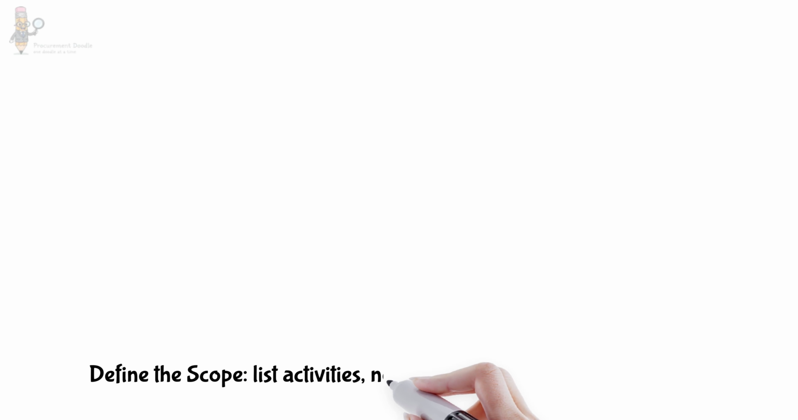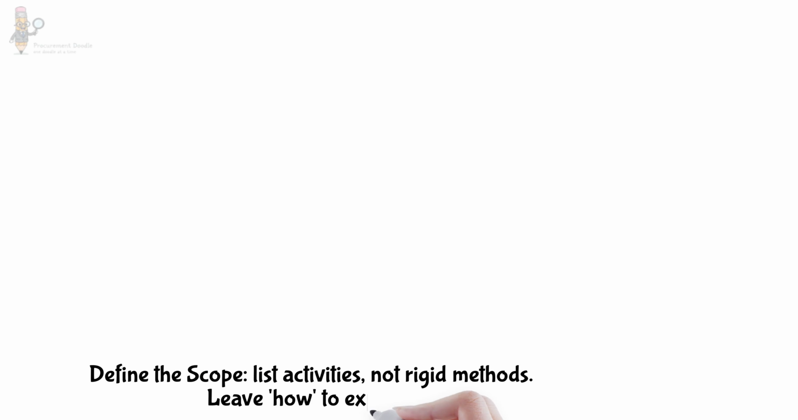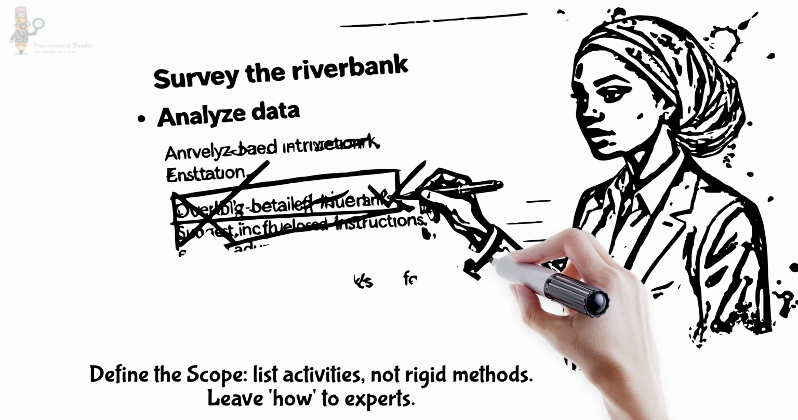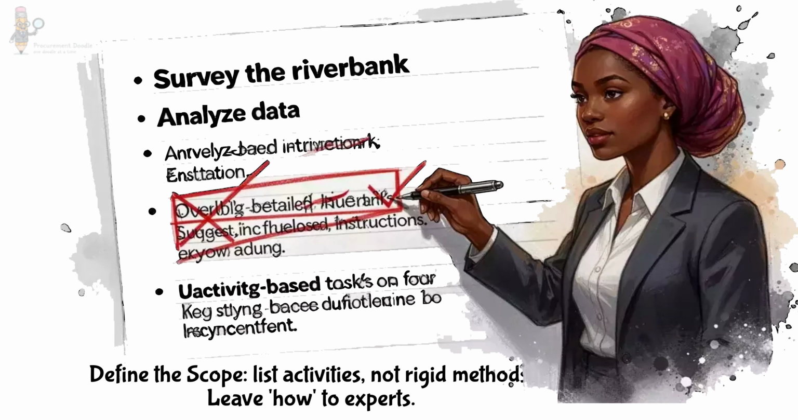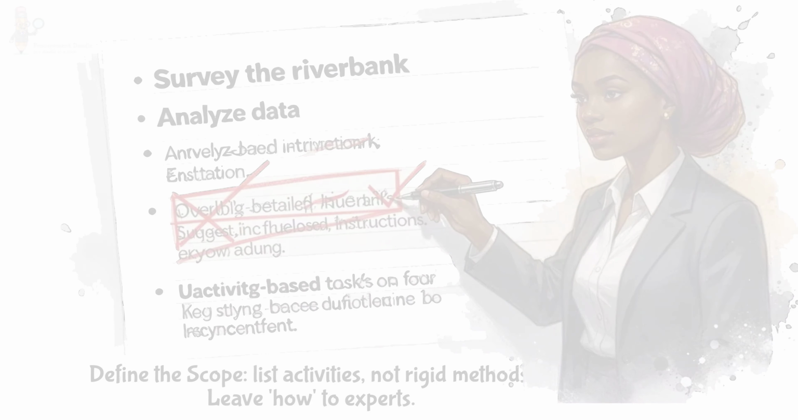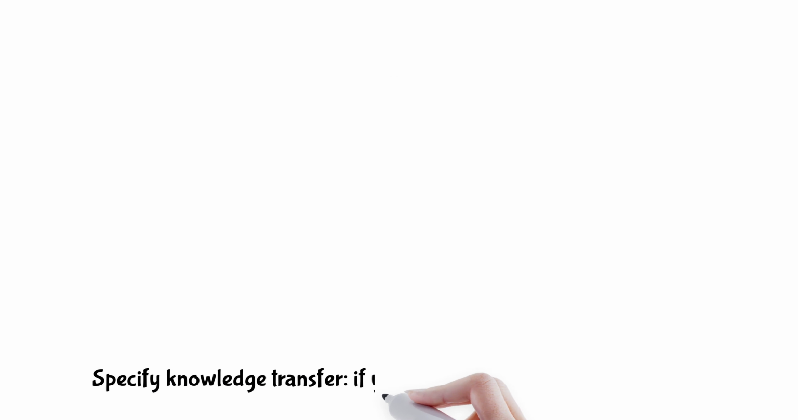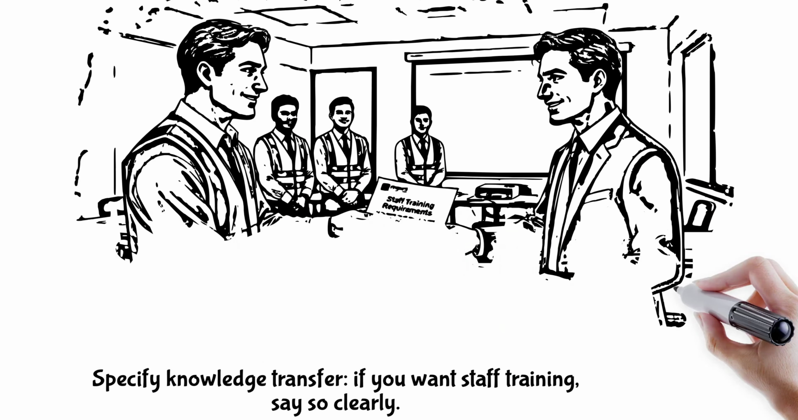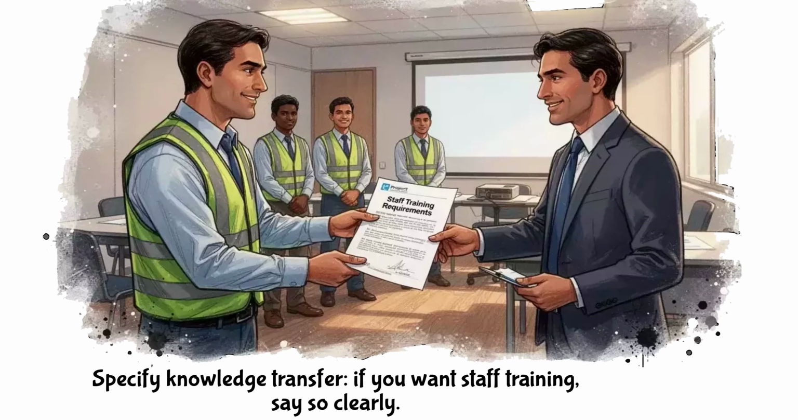Third, the scope of work. This is where you list the activities, not the methodology. For example, say survey the riverbank, not use a theodolite at 10-meter intervals. Leave the how to the expert. Fourth, transfer of knowledge. If you want the consultant to train your staff, say it. Specifically, how many staff? In what topics? If you don't write it down, don't expect it to happen.